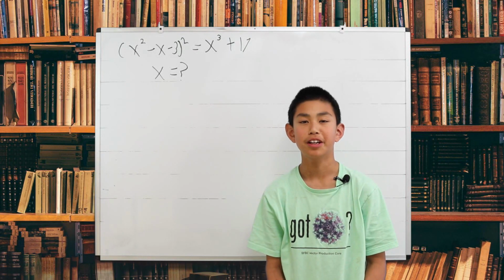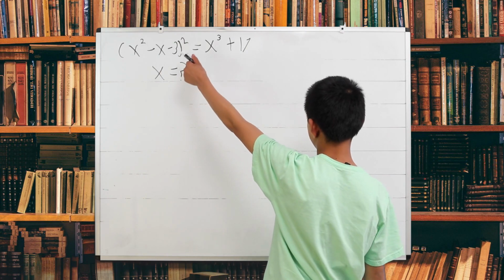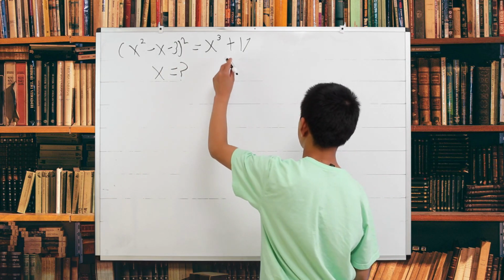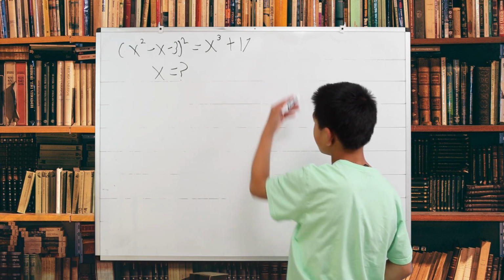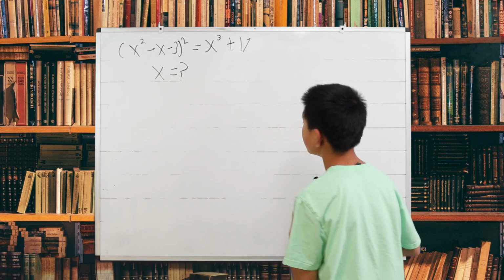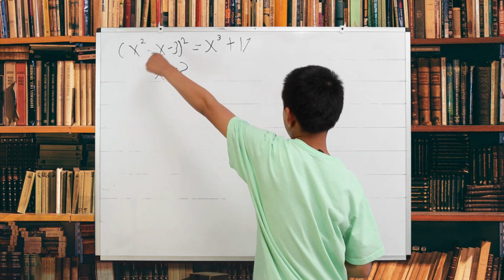We have a problem here where we are given that (x² − x − 3)² is equal to x³ + 17. And given that information, we want to find out what x is. Now, your first impulse is probably to multiply this out.